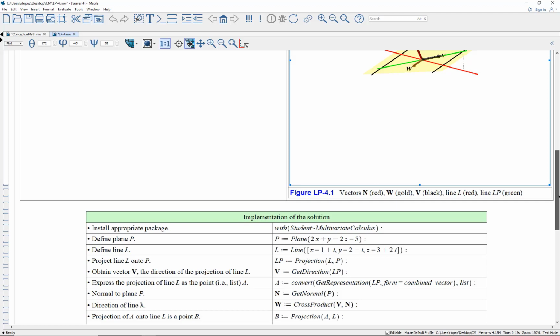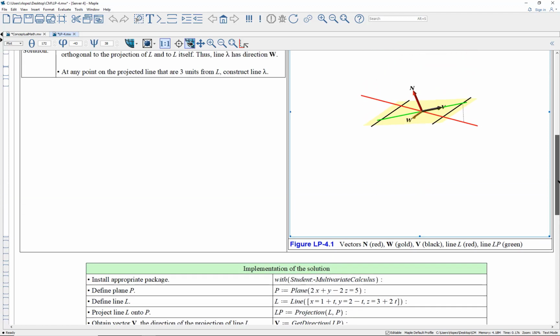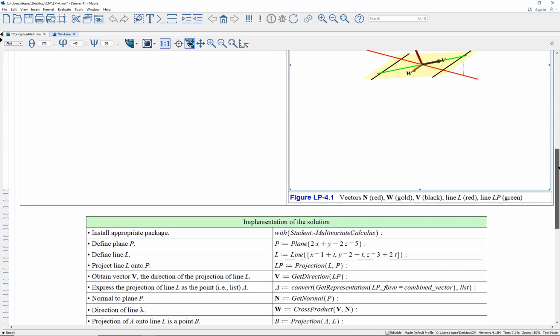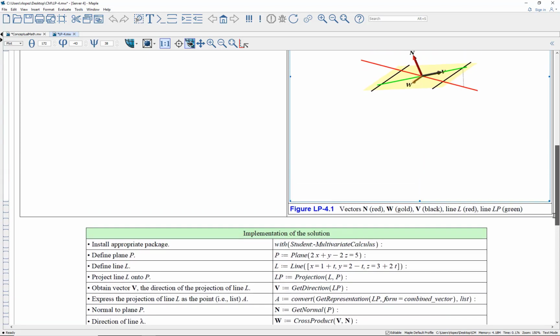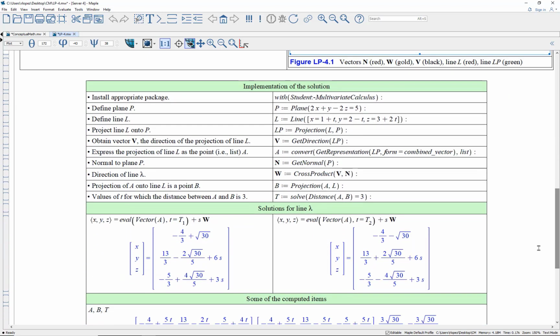B is the generic projection of points on the green line down to the red line. And we're looking for the point here and the point here for which the distance is 3. So projection, that's B. We get the distance between those 2 points, A and B, set it equal to 3, and solve for the value of the parameter that does that. And there are 2 such values.